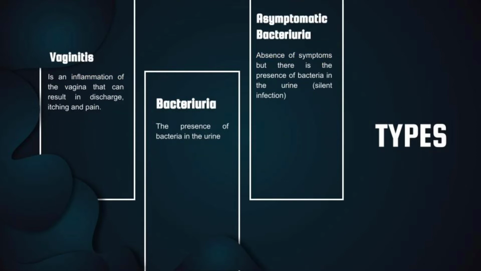We also have vaginitis. It is an inflammation of the vagina that can result in discharge, itching, and pain. Bacteriuria is the presence of bacteria in the urine, and we also have asymptomatic bacteriuria, which is the absence of symptoms but there is the presence of bacteria in the urine, or what we call the silent infection.